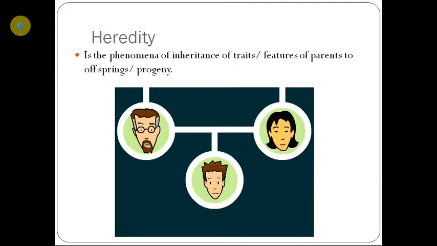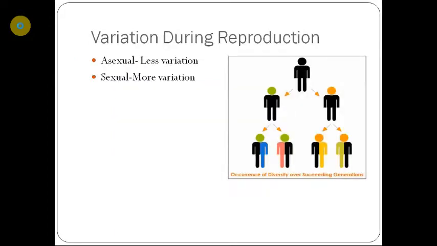Variations that occur might be less or more depending on the type of reproduction, if it is asexual or sexual. Asexual produces fewer variations, whereas sexual produces more variations. Asexual is nothing but reproduction that occurs by a single parent, and sexual needs two parents.